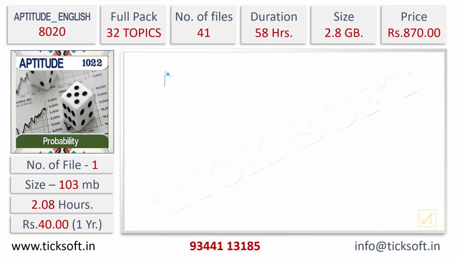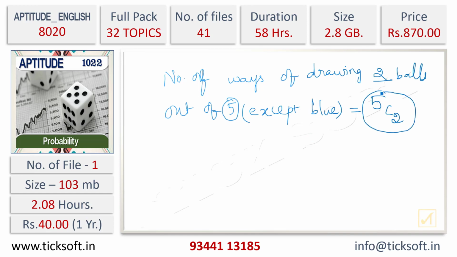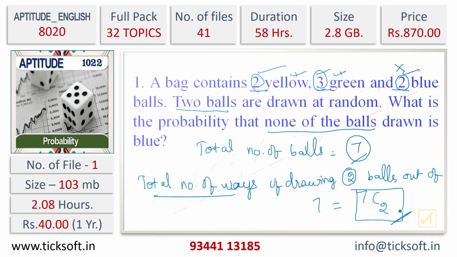So the number of ways of drawing 2 balls out of 5 will be equal to, here this 5 is nothing but except blue. That is, except blue we have totally 5 balls. That is why we are finding the number of ways of drawing 2 balls out of 5. This will be equal to 5C2. So this is the number of favorable outcomes, and this is the total number of outcomes.